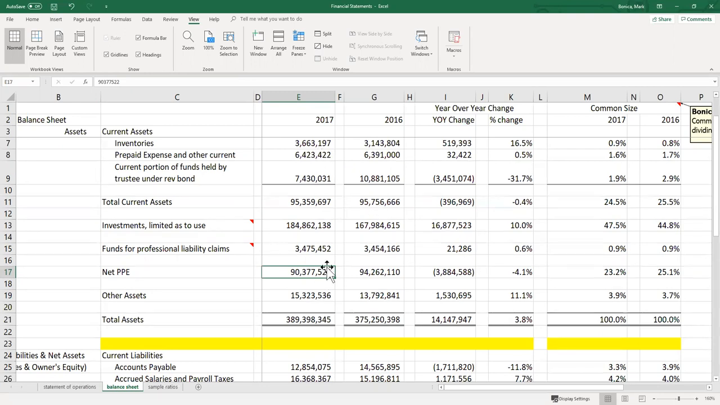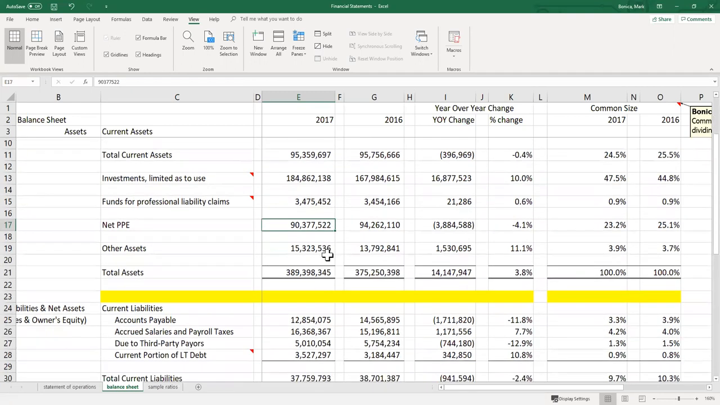So this organization has $90 million in property, plant, and equipment, stuff that the organization considers non-current, meaning it's going to last more than 1 year. Now, it's net rather than gross because that net number includes accumulated depreciation. I don't have that number for this organization.